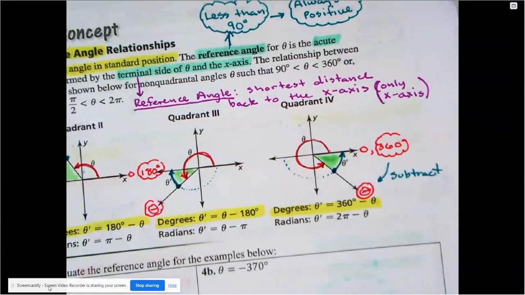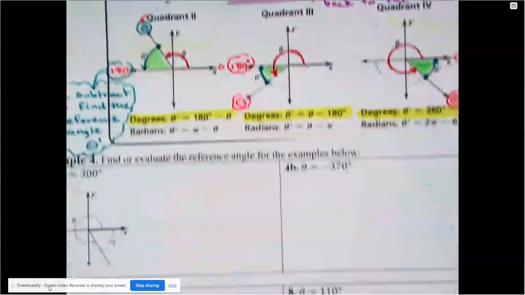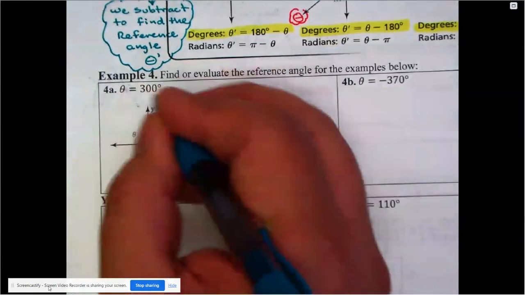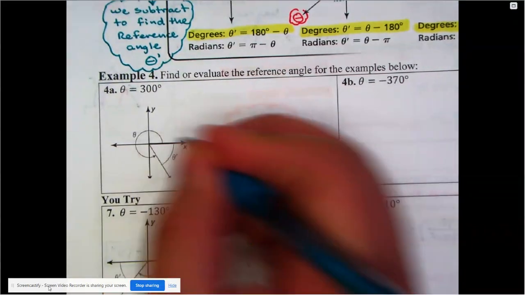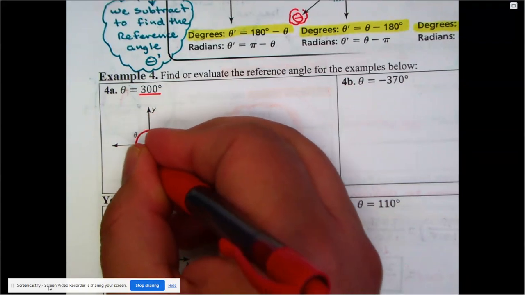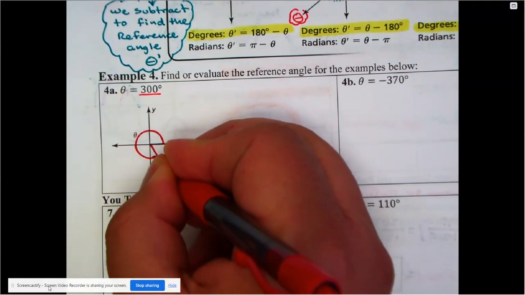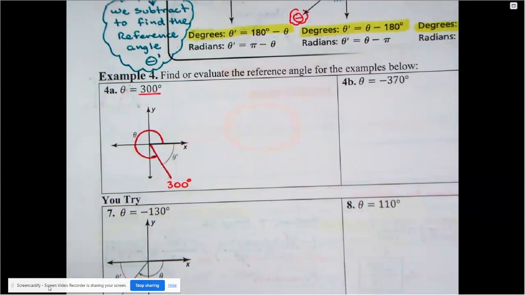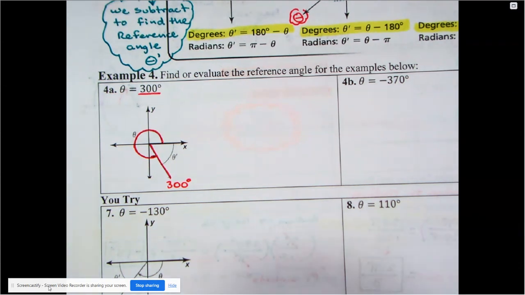Okay. So for example, number 4, it says find or evaluate the reference angle for the examples below. All right, here it is. So the first one has a picture for us, just to guide us a little bit. Okay, 300 degrees. So yes, they already drew theta for me. This right here is 300 degrees. So what I'm going to do in my picture, I'm going to put a 300. So yes, we're going to need to draw these. That's why you have a lot of space for it. So there's my picture. All right, now I drew it.